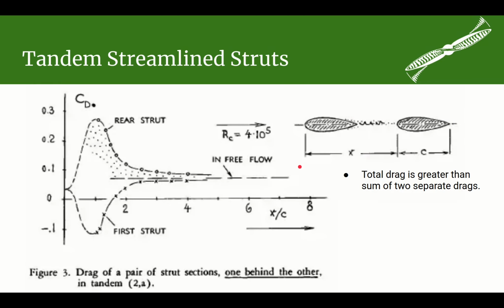Okay, now we're going to look at something very similar, except this time it's going to be streamlined struts. Now this ratio is just a little bit different. Instead of looking at the distance from trailing edge of one to leading edge of the other, it's leading edge to leading edge, that's the X, and instead of diameter, we're looking at the chord of the strut. So that's what this ratio now means down here. So it's just slightly different, but you can think of it the same, at least for our purposes.